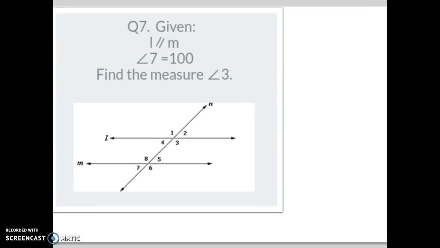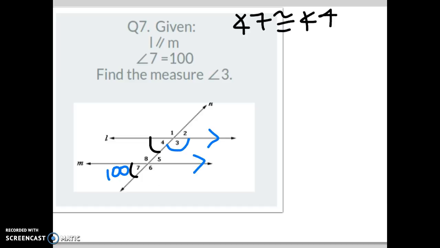We are given this line. L is parallel to M. And angle 7 is 100 degrees. We need to find the measure of angle 3. Well, 7 and 3 don't have any direct relationship, but I know that angle 7 and angle 4 do. What is it? They are corresponding angles. Angle 7 is congruent to angle 4 because they are corresponding. Corresponding angles are congruent. So if angle 7 is 100 degrees, angle 4 is 100 degrees.